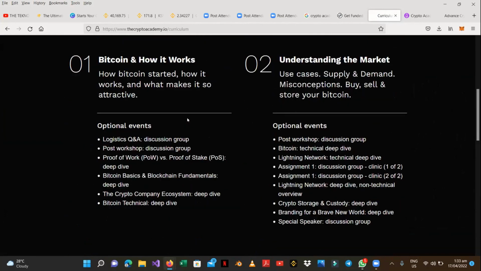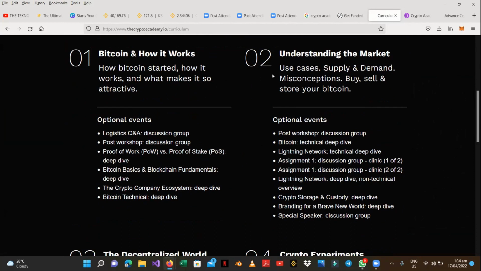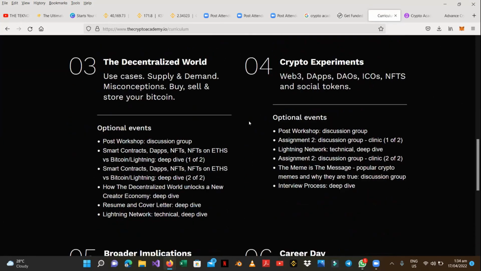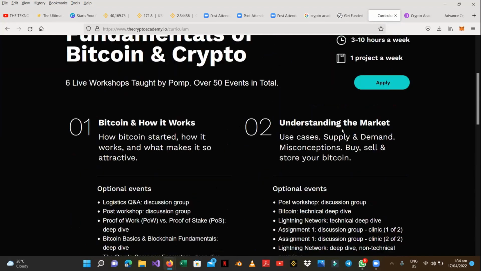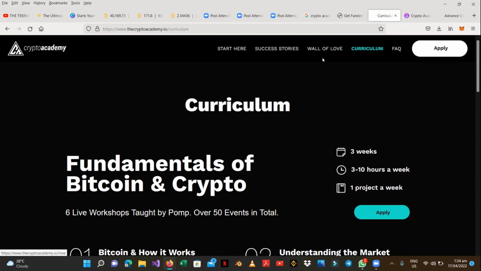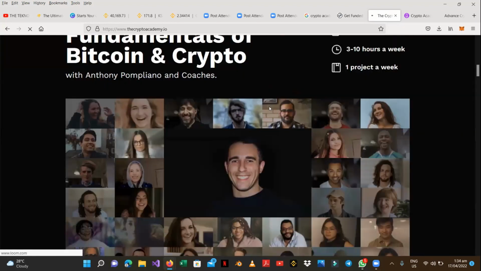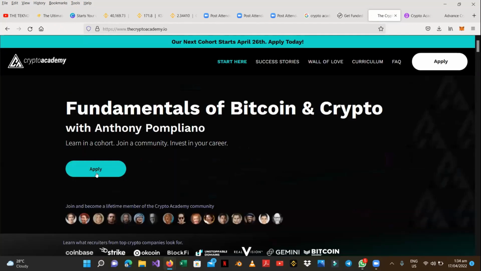Look at here now. Bitcoin, how it works. This is introduction to Bitcoin. Understanding the market, supply and demand, buy and sell, store your Bitcoin. This guy is just teaching people how to buy Bitcoin. Everything here has to do with Bitcoin. He's not really into crypto. And then once you want to start, they actually have a price, but they hide it because their price is so expensive. That is what you guys don't know.